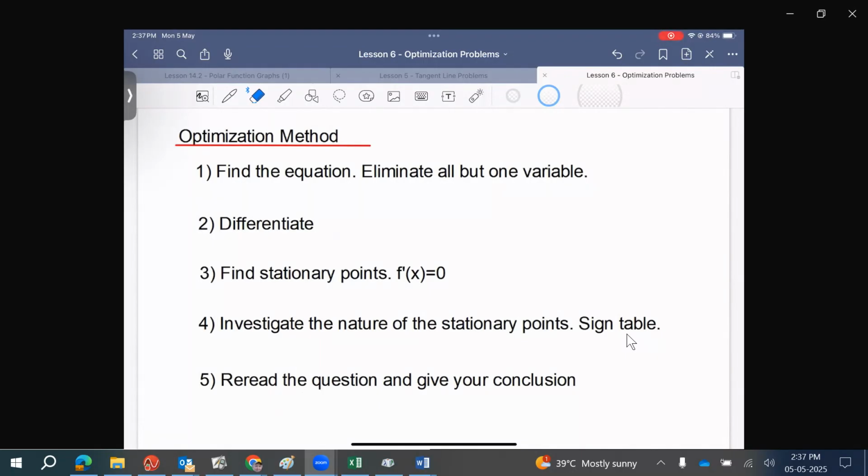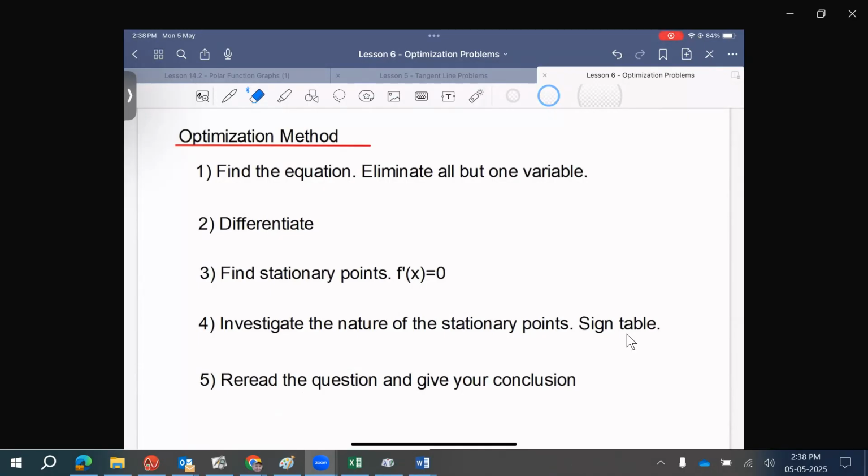Step 1 is to find the equation and eliminate all but one variable so we can differentiate. Then we differentiate. Once we've differentiated, we want to find the stationary points, the maximum, the minimum, and so on. We do this by setting the derivative equal to 0, because on a turning point, like a maximum, the derivative is going to be rising, 0, and then falling. So finding where it's 0 is going to let us find that point.